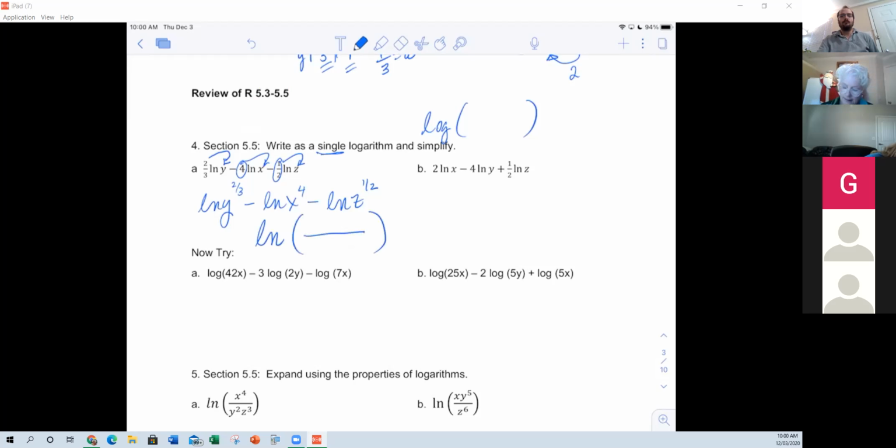And anything that is positive will go in the numerator, and anything that has a negative sign in front of it will go into the denominator. So y to the 2/3 is in the numerator, x to the 4th and z to the 1/2 will go into the denominator.